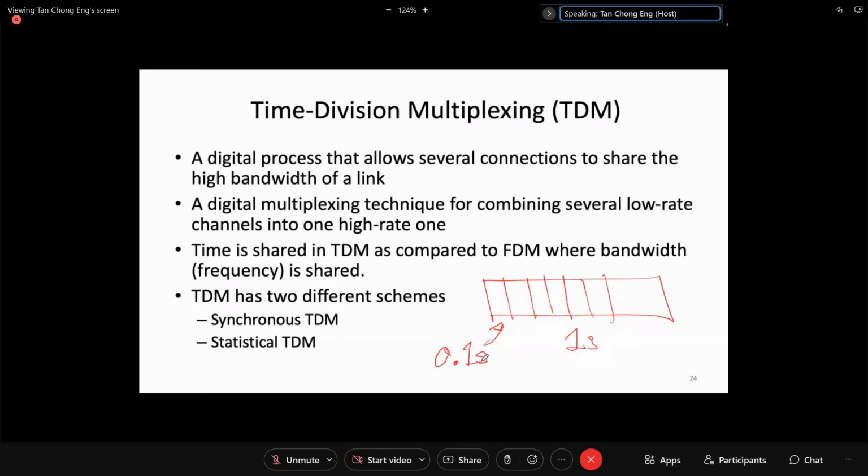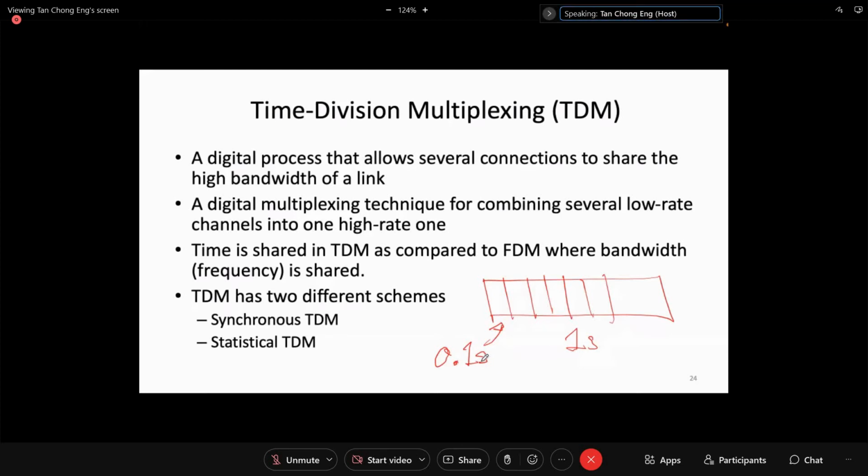Just imagine this one, I always like to use the toilet example. Sorry to say, when you use the toilet, the whole toilet is yours. No one is going to squeeze in and share with you at the same time. But frequency division means that multiple users share the toilet at the same time. So that is frequency division multiplexing.